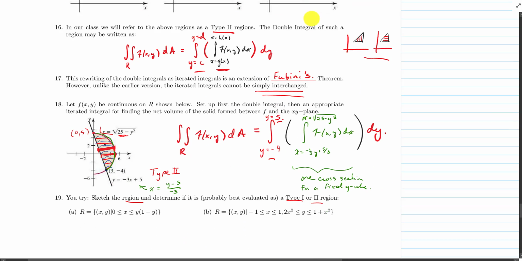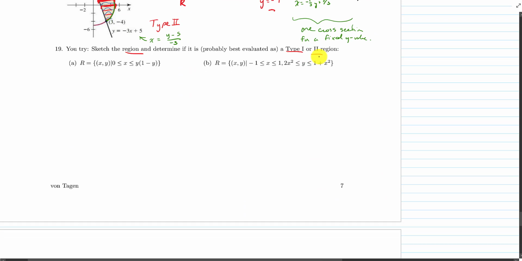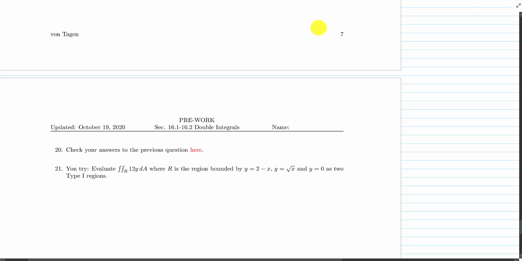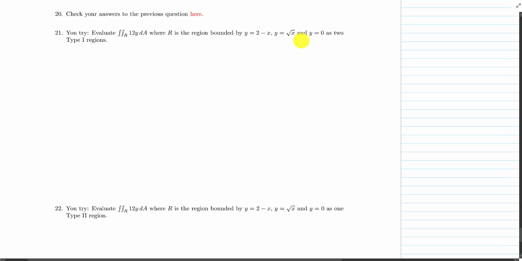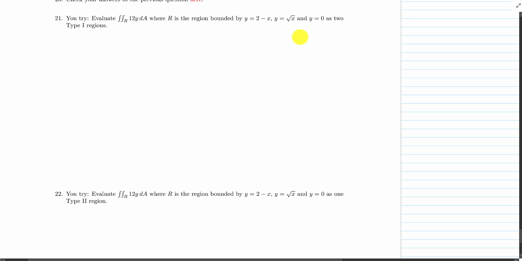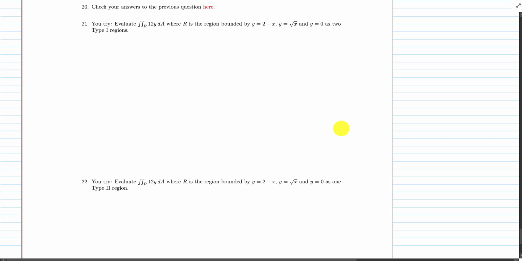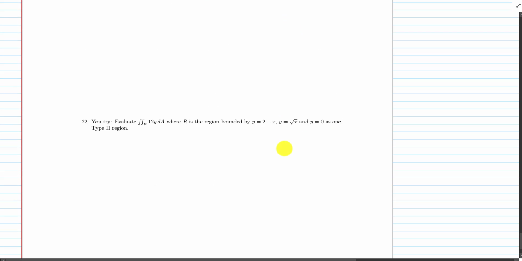Okay? So folks, go ahead and sketch these two regions and then decide whether they're best integrated as type 1 or type 2. You can check your answers here. And then I want you to actually practice evaluating some integrals over generalized regions. And if you need any help, we've got solutions for you there to take a look at.